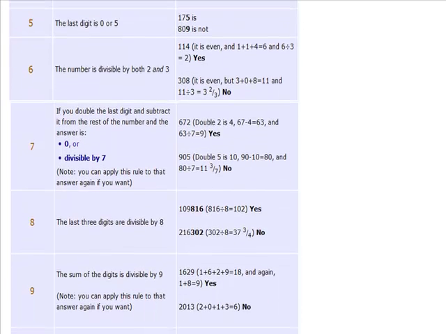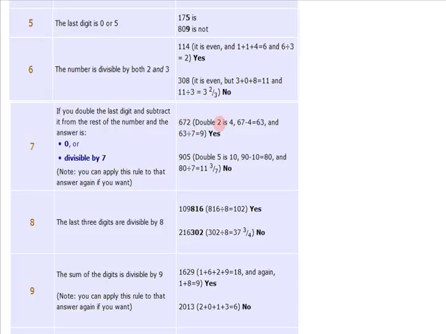Now, this test for 7, honestly, I don't really use it. This is so convoluted that usually I just test the number. I just try to divide it. But here's what it says. Take a number, double the last digit, and subtract it from the rest of the number. If the answer is 0, it's divisible by 7. If the answer you get is divisible by 7, then the original number is divisible by 7. This is kind of weird. All right, I'll go over it, but like I said, I really don't use it.